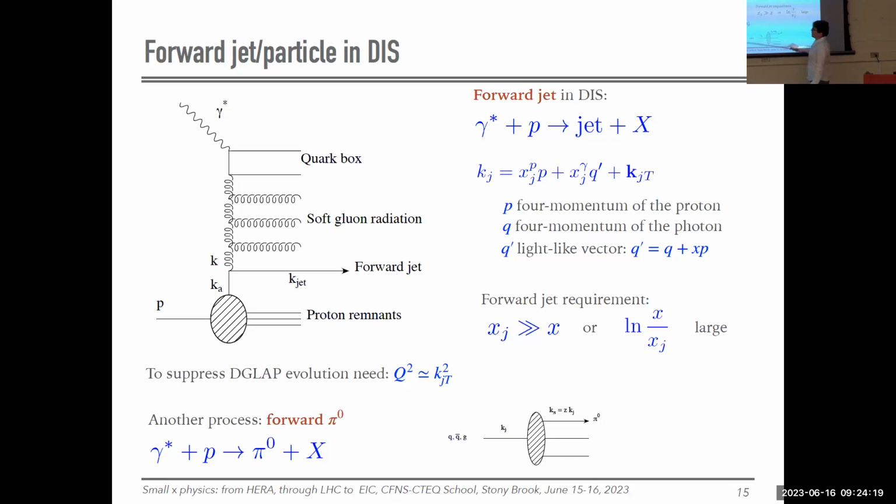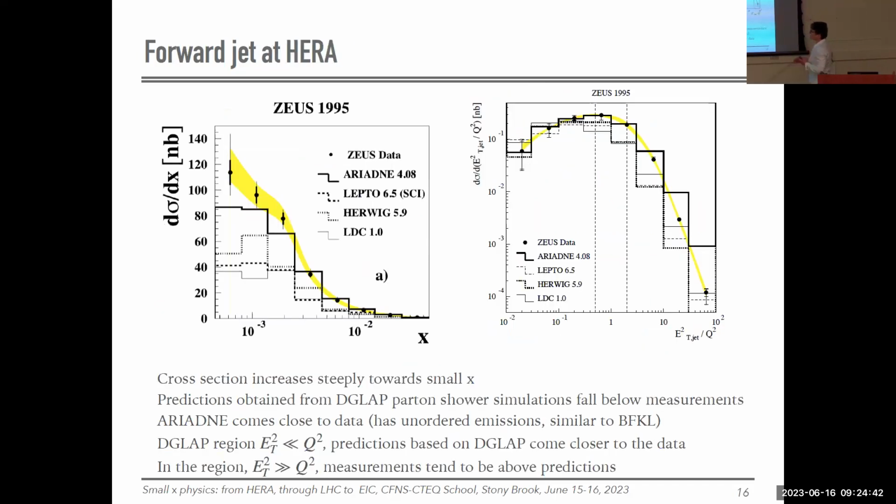You can also look for some forward particle, for example pi0. You think of some parton that fragments and then there are some particles, so depending on the setup of your detector, it could be pi0 or some charged particle. But the principle is the same. These are the data from HERA, and something similar you can do at the LHC. Here you see the data as a function of x.